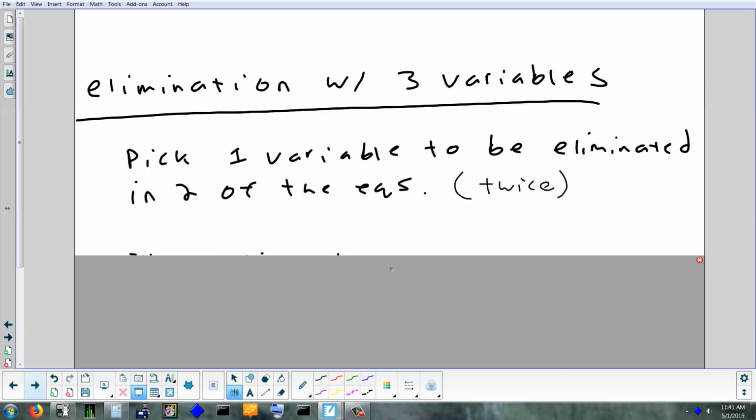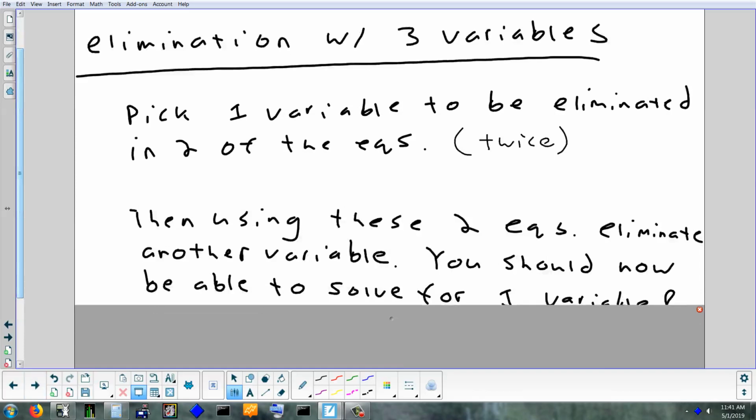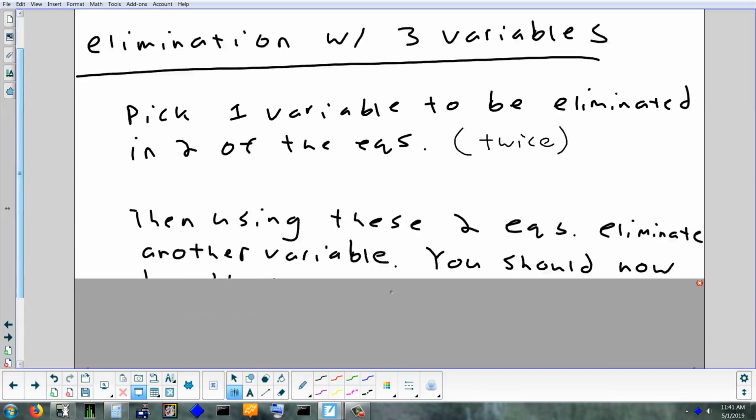So you're going to pick a variable to be eliminated in 2 of the equations. You're going to have 3 equations to pick from. Okay, you're going to have to do that twice. Then, using the 2 equations that you created from step 1, you're going to do it again. You're going to eliminate another variable.